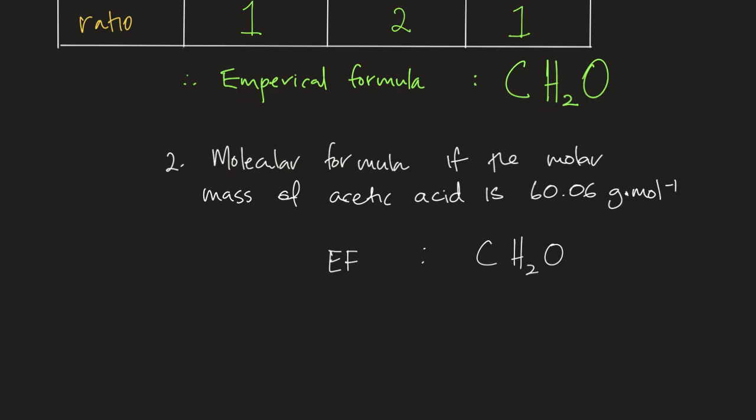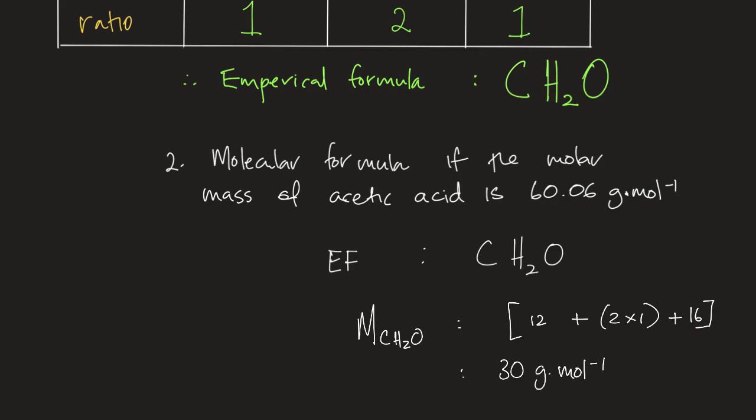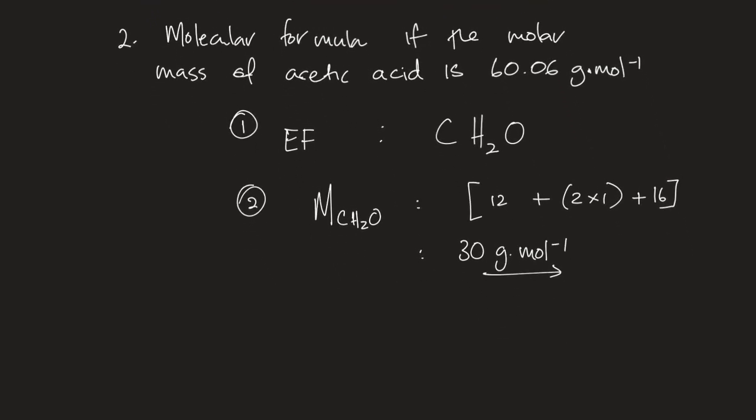Okay, so if I look at the formula, molar mass of CH2O is 12 plus 2 times 1 plus 16, a little bit of mental math, and that gives me 30 grams per mole. Okay, so here's step 1: I've got the empirical formula. Step 2, I needed to find the molar mass of my empirical formula. Done. Right, step 3.